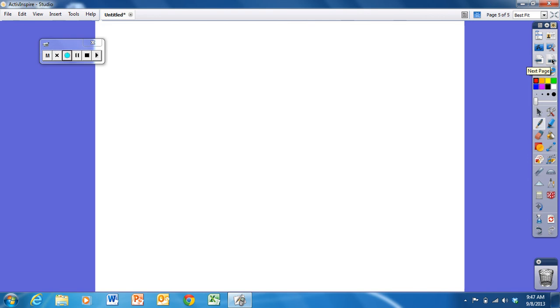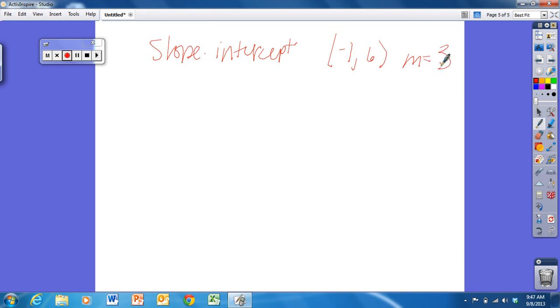Slope-intercept. So, write the equation in slope-intercept form of a line passing through -1, 6 with a slope of 3. Now, there are two equally easy ways, if that's the right English, to do this problem. First, we could use point-slope form.